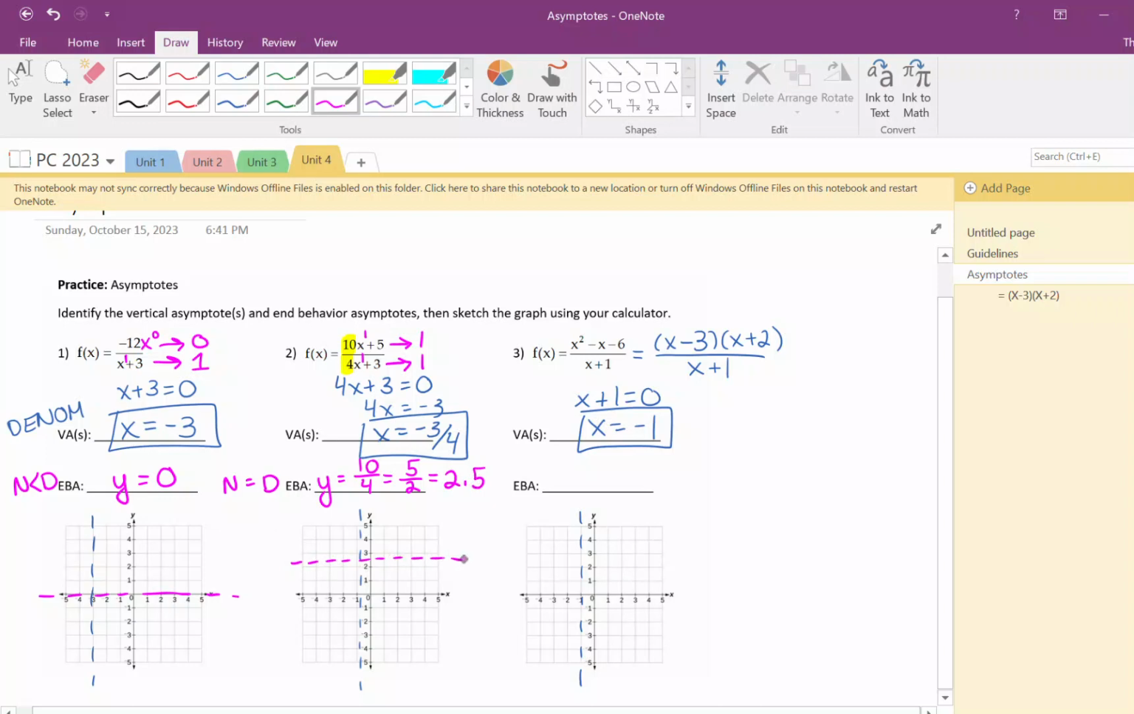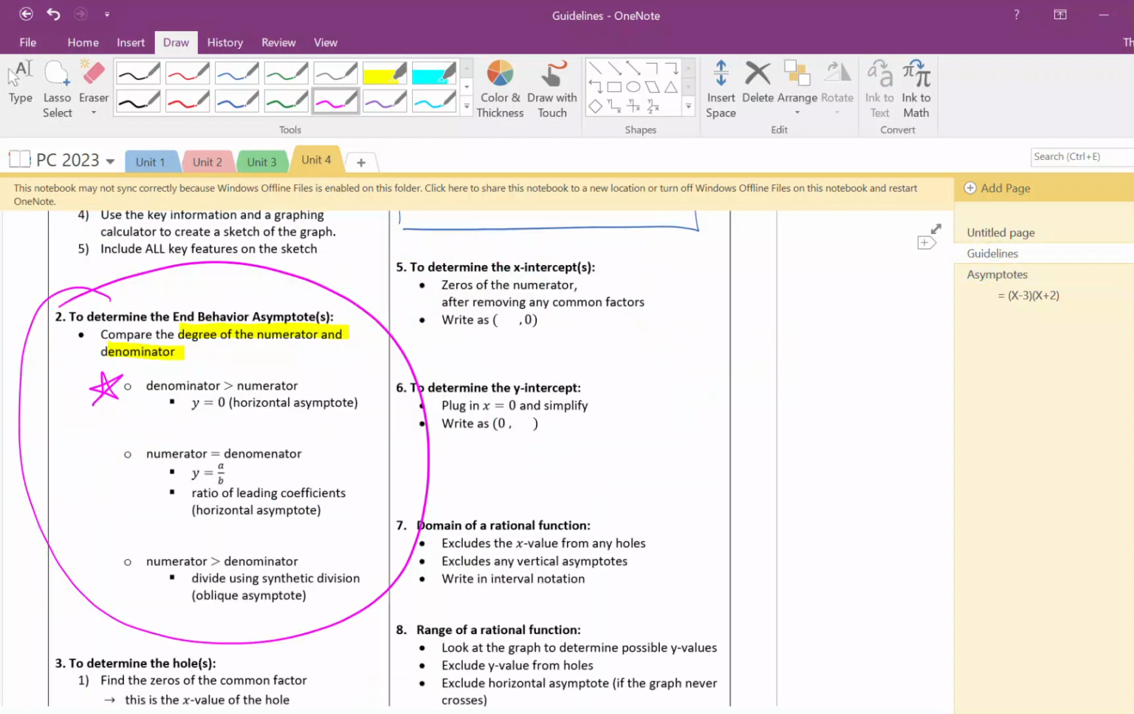And then last but not least, for number 3, we can see the degree of the numerator is 2, the degree of the denominator is 1. So in this one, our numerator is bigger than our denominator. Okay, so that leaves our last situation. When the numerator is bigger than the denominator, it's going to be an oblique asymptote or a slant asymptote or a SLASI. All of those things are the same thing.